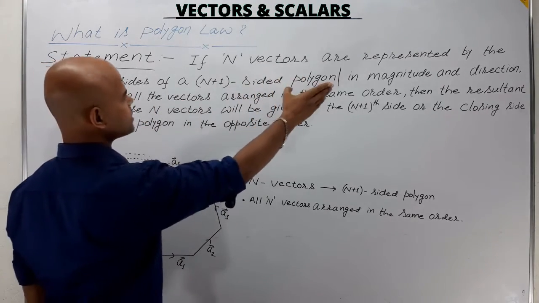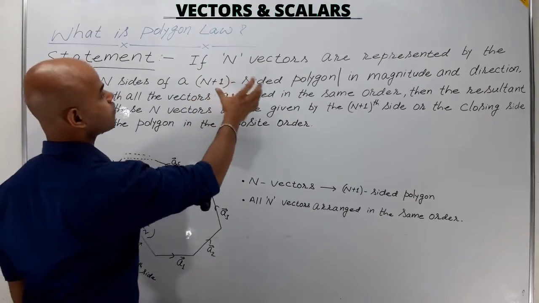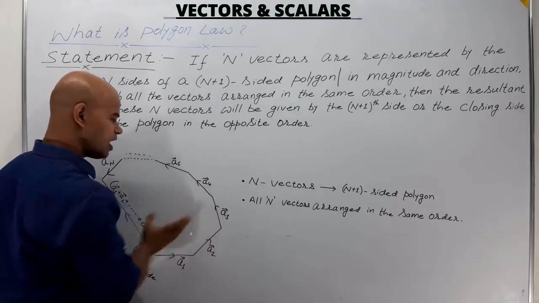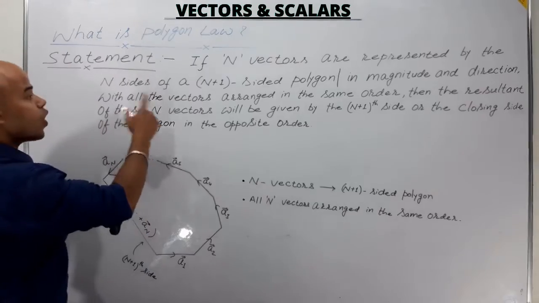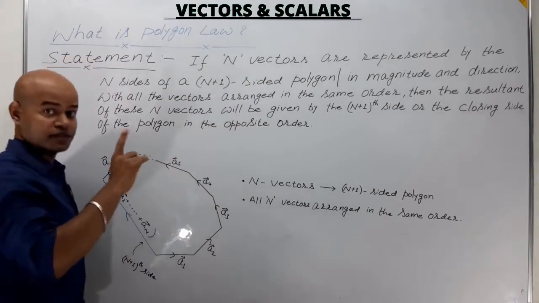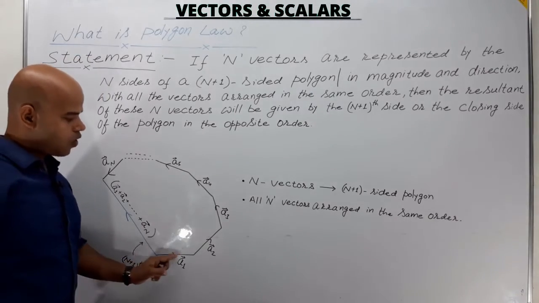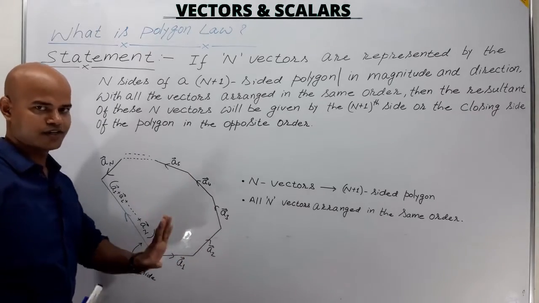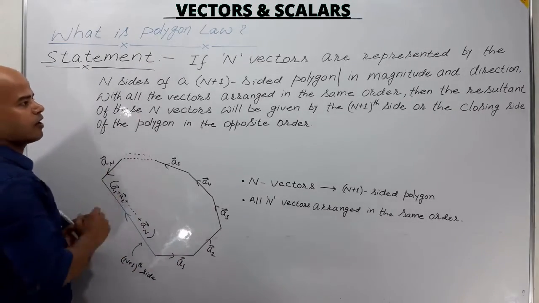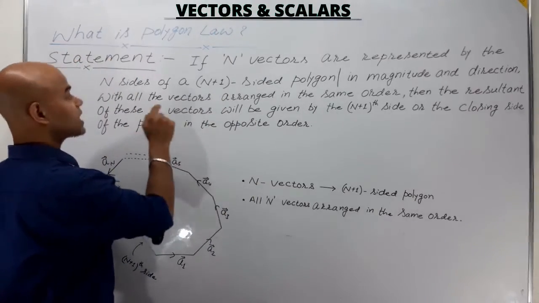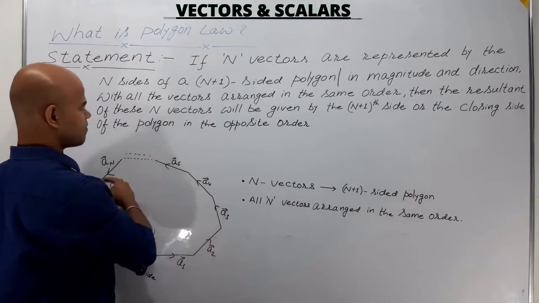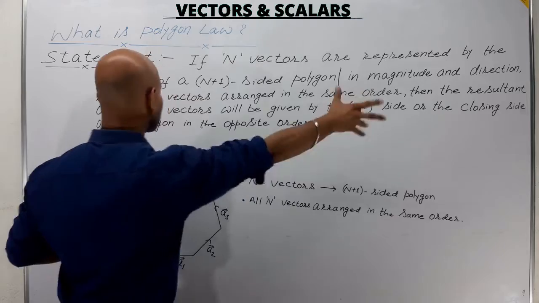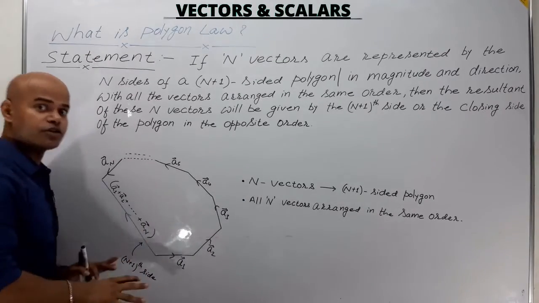If n vectors are represented by the n sides of an n plus 1 sided polygon in magnitude and direction, right, with all the vectors arranged in the same order. This is the most important thing. Here all the vectors are arranged in the same order. Tail head, tail head, tail head. You understand that. All the vectors are arranged in the same order. Then the resultant of these n vectors will be given by the n plus 1 side or the closing side of the polygon in the opposite order.